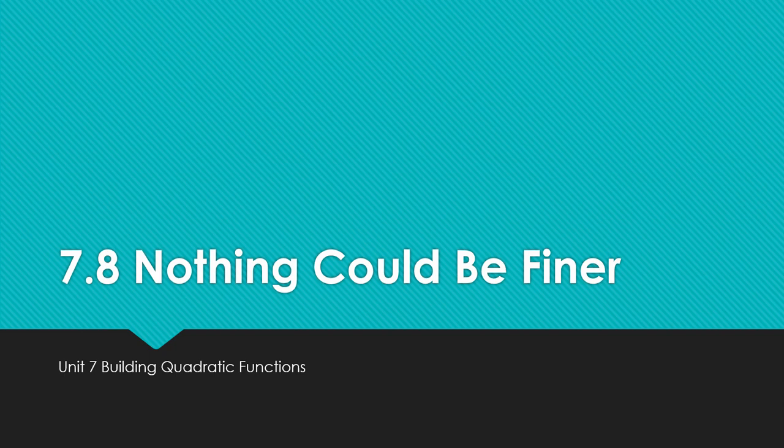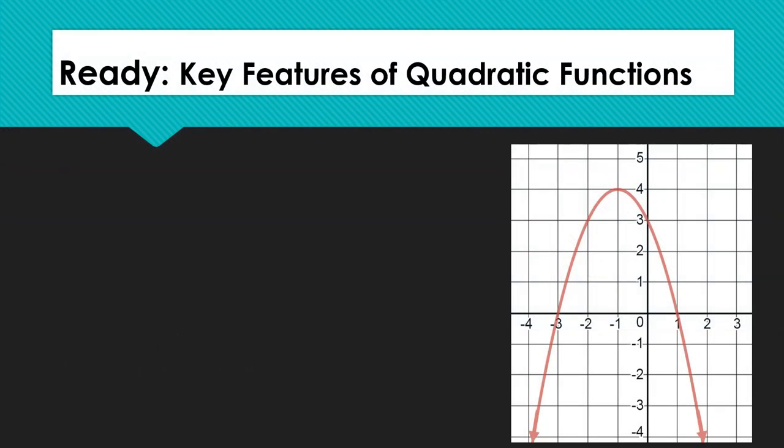This video will focus on the Ready, Set, Go problems from Unit 7, Lesson 8. In the Ready section, you're defining the key features or characteristics of a quadratic function given in standard form and graphed.